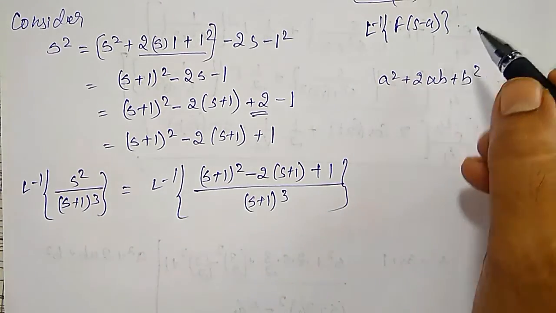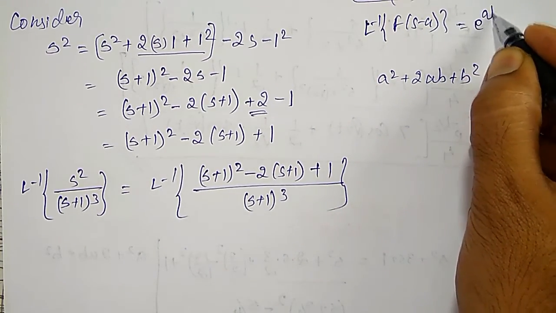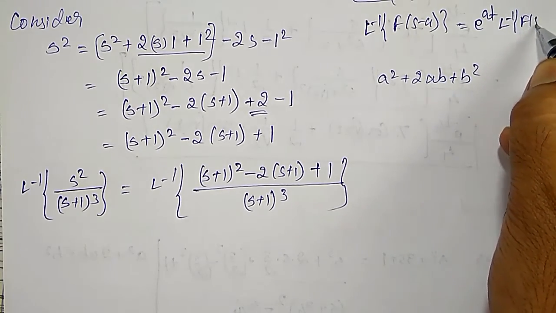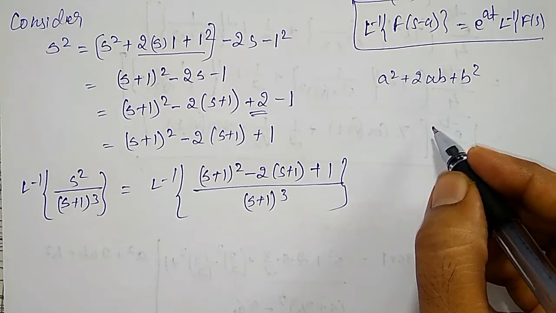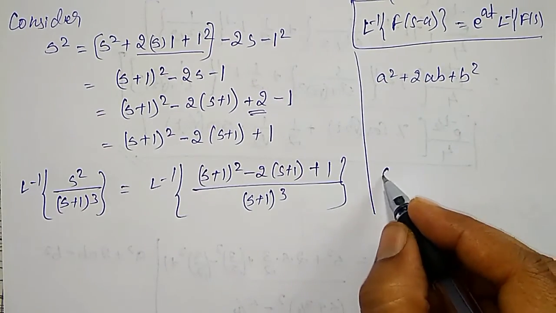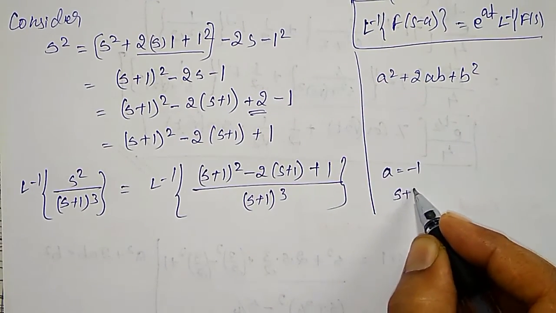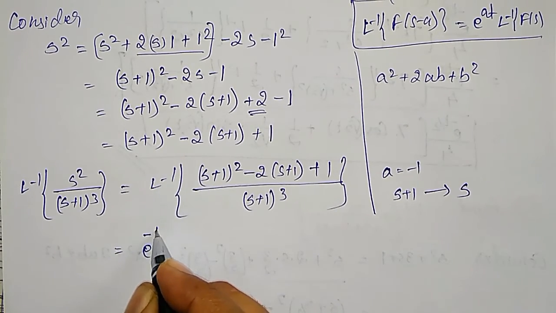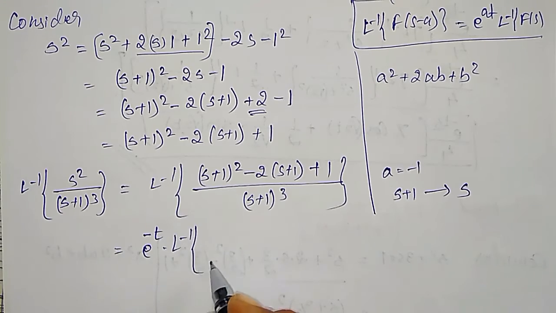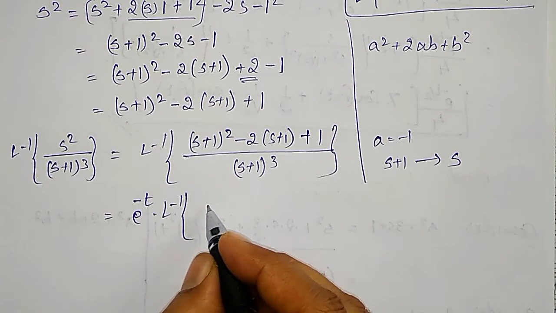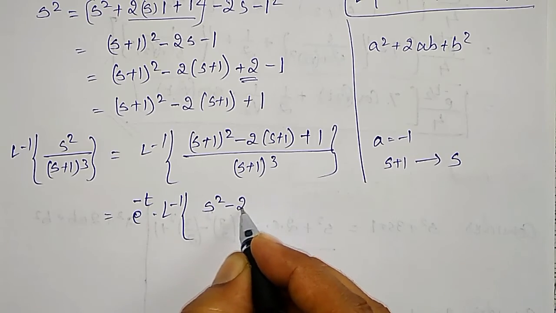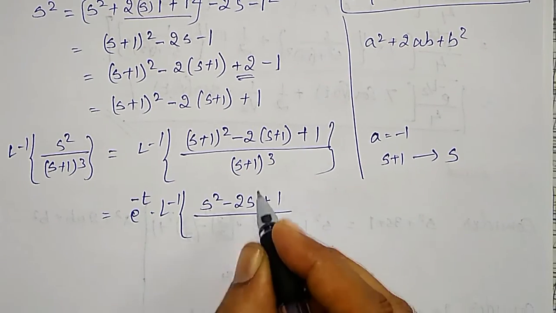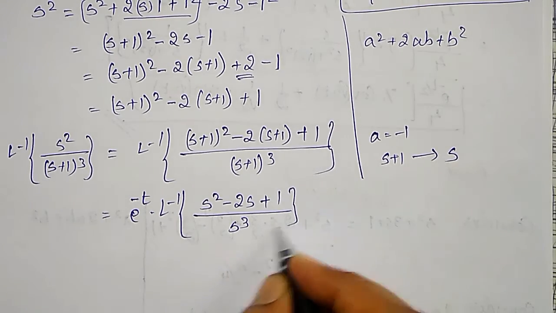Okay, now I can apply this property and I can write it as e to the power at into inverse Laplace transform of f of s. This property I can use now. To use that, here a is equal to minus 1 and s plus 1 should be replaced by s. That is e to the power minus t into inverse Laplace transform of s square minus 2s plus 1, as s plus 1 is replaced by s, divided by s cube.